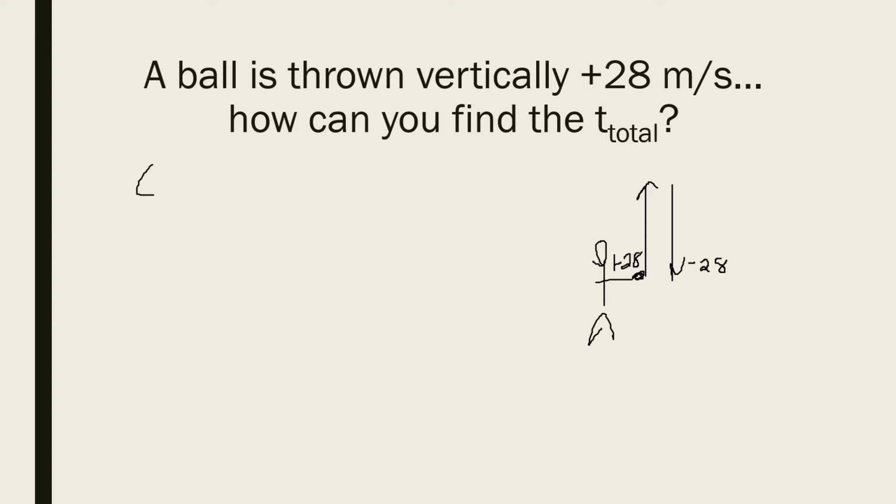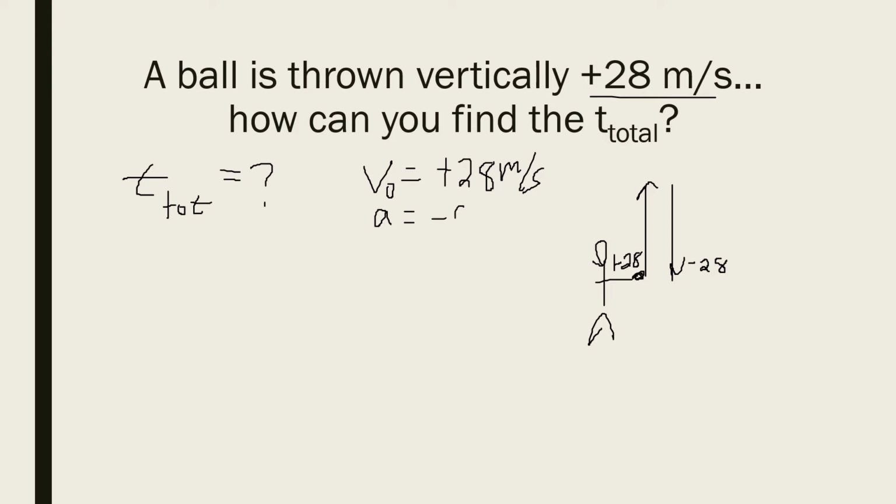I want the t total. That's what this problem is looking for. But what do I know? Well, it's giving me the V0. The V0 equals positive 28. If we are doing a vertical throwing problem, if you know the V0 and the A, they never change. They are always the same.